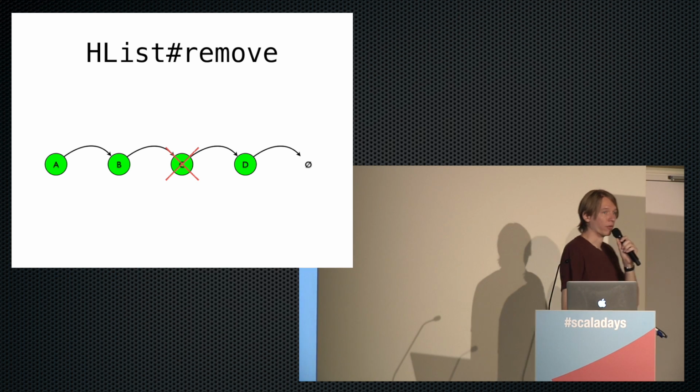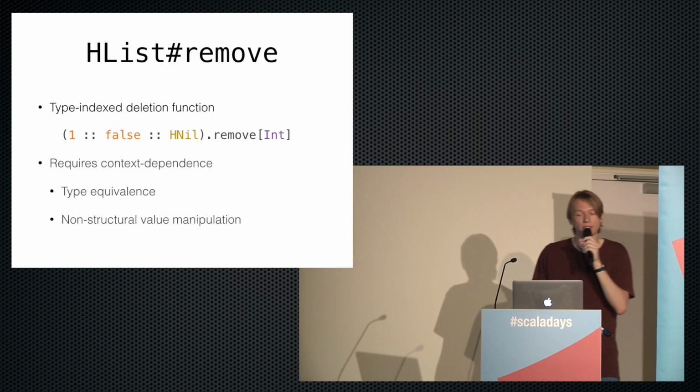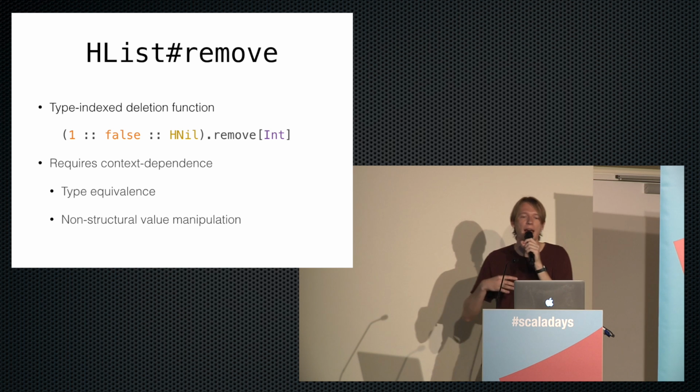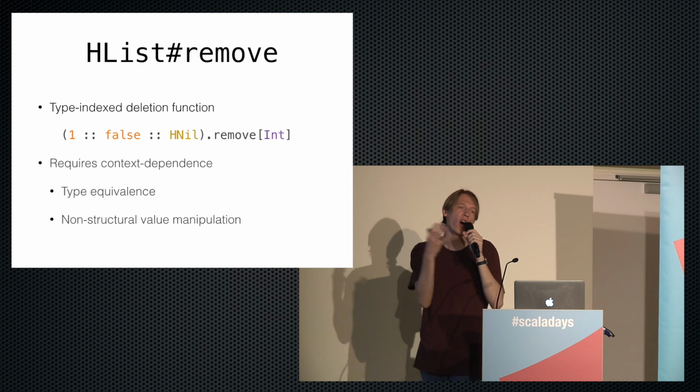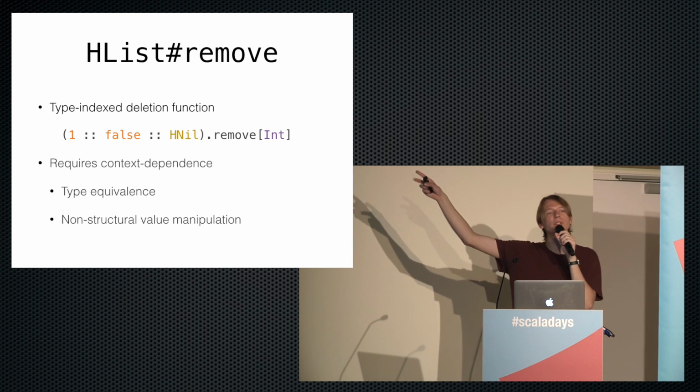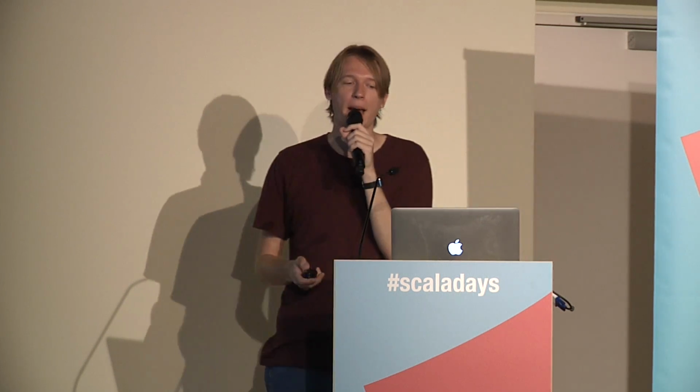Now, remove on HList is a type index deletion function. You take an HList, you take the remove function, you give it a type, and it will remove all instances of that type. So in this case, the result of calling remove Int is going to be false cons HNil. If we had more ints in here, like 2, 3, another 1, just sprinkled around, the result would still be false cons HNil. It removes all instances of it. And if you don't have an Int in your HList, it fails to compile. Clearly, this function is going to require a context dependence because we're doing type equivalency, right?